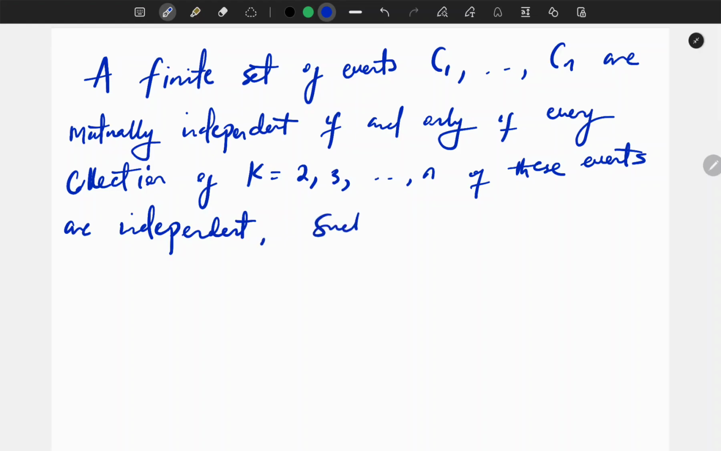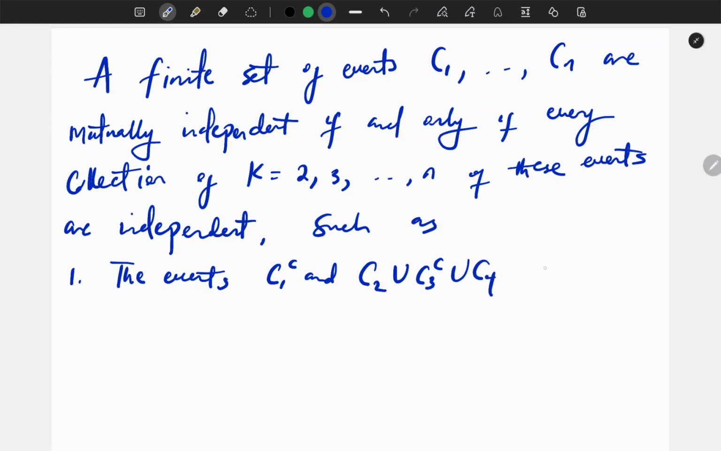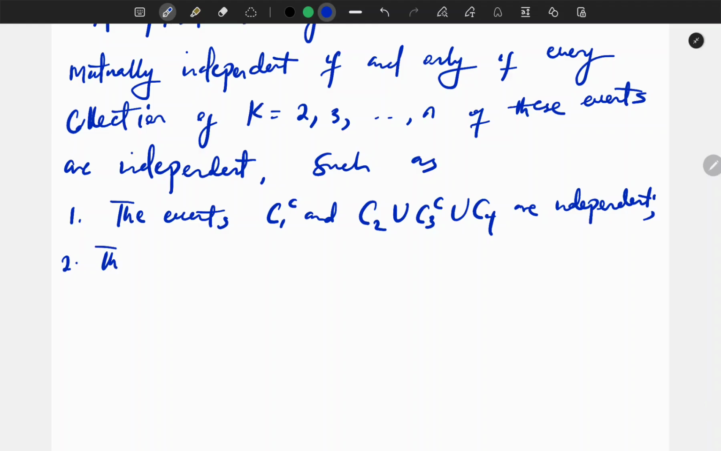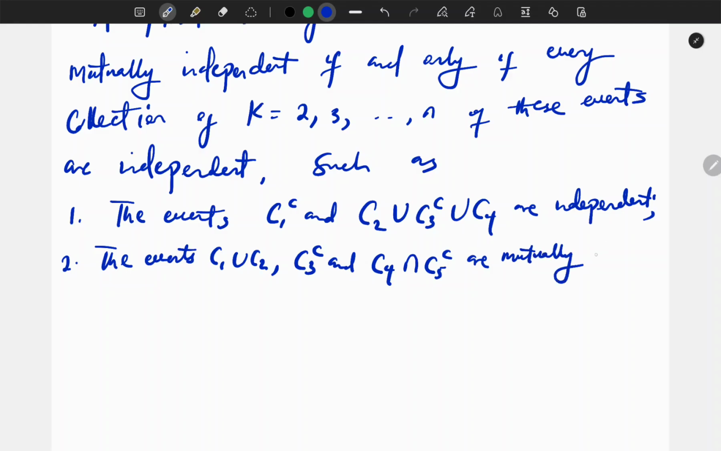Okay, such as when the event C1 complement and C2 union C3 complement union C4 are independent, and then the events C1 union C2, C3 complement, and then C4 intersection C5 complement are mutually independent.